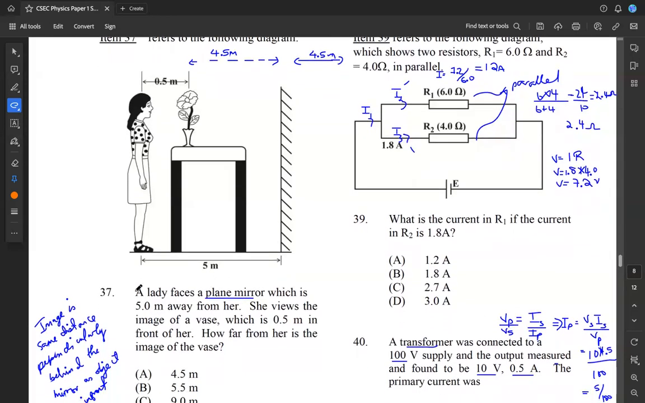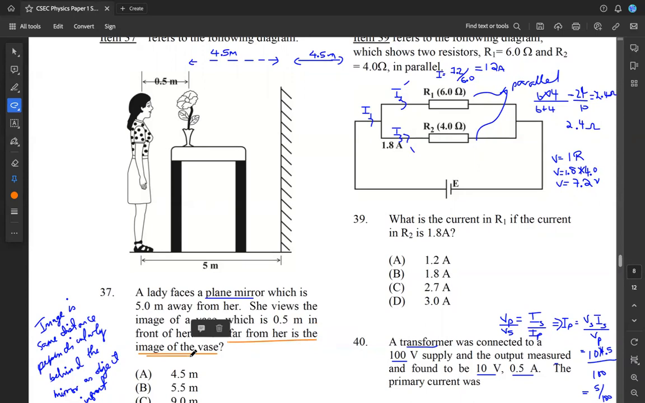Okay. So the question reads that there's a young lady facing a plane mirror. So she's facing the mirror, which is 5 meters away from her. She views the image of a vase which is 0.5 meters in front of her. How far from her is the image of the vase? So she's standing here, the vase is literally right here, the actual object is right here. And so she can see that in the mirror, but the question is asking us how far from her is the actual image, right?